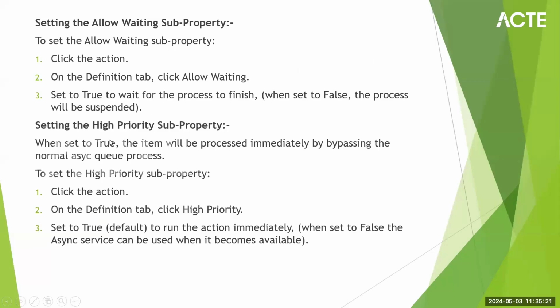Setting the high property sub property. When it is set to true, the item will be processed immediately by bypassing the normal async queue. If it is false, it will not execute. How to set it? Click on the action definition tab, click high property, and set to true to run the action immediately. When false, it will not be executed.